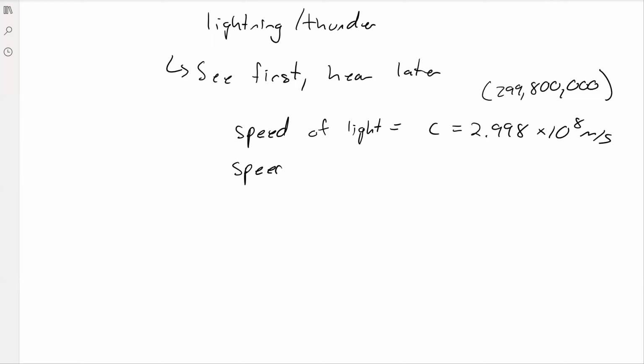Whereas the speed of sound is much slower, and it's only equal to 340 meters per second. So you can see that they're much different, and that's why we can see lightning before we hear it. And the cool thing about this is you can actually calculate how far away lightning is depending on the difference of when you see it and when you hear it. So it's like a fun physics exercise.